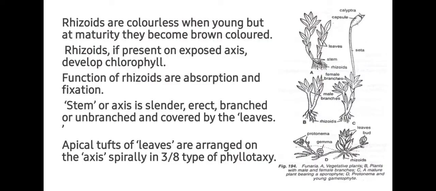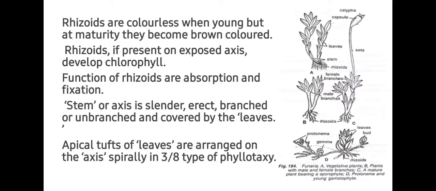Students, rhizoids are colorless when young, but at maturity they become brown colored. Rhizoids, if present on the exposed axis, develop chlorophyll. Means when they are above the ground, they develop chlorophyll to perform photosynthesis. So the functions of rhizoids are absorption, fixation and sometimes photosynthesis.